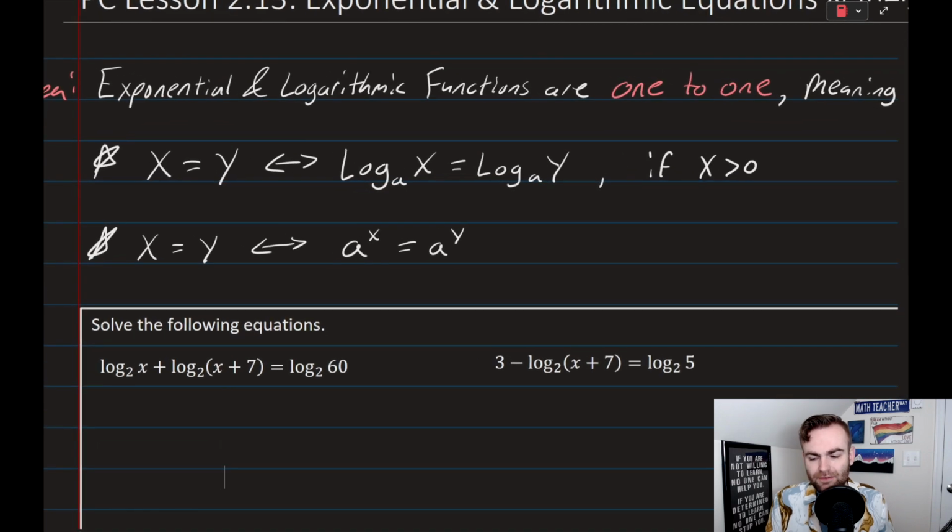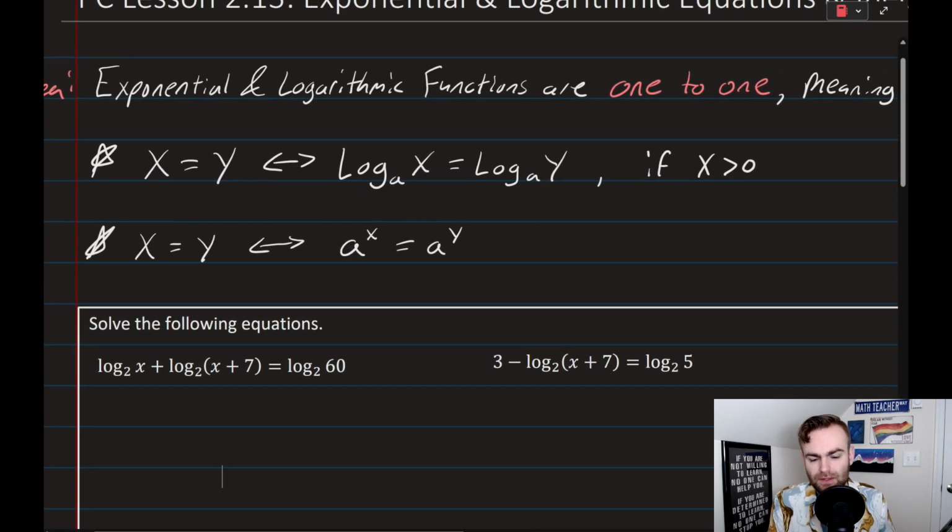If I have an equation where x equals y, then it has to be true that log base a of the left side equals log base a of the right side, as long as the values inside the logarithms are greater than 0. So if I have 4 is equal to 2 squared, and I take the logarithm base 5 of both sides, it would still hold true. It would still be a true equation.